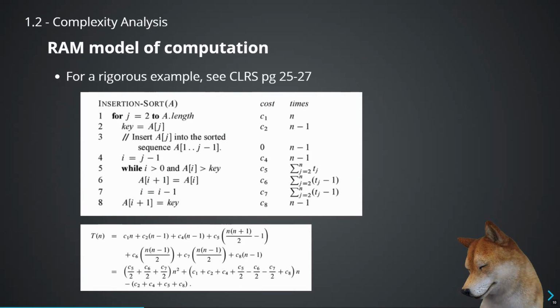For example, you can look at CLRS, pages 25 to 27, where they're analyzing insertion sort. As you can see there, there's the pseudocode. And the rightmost column just counts how many times each operation is performed, like n times, n minus 1 times, and so on. And each operation has different costs, C1, C2, C4, up to C8. And if you write down the total number of operations, it gets really complicated, like what you see down there. And this is just insertion sort.